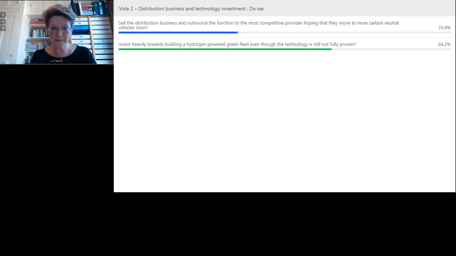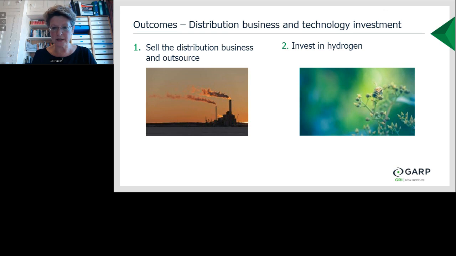Right. So you're a risk-loving lot. You're going to invest heavily towards hydrogen, even though the technology is not proven yet. Well, the outcome from this, let me just move on. I'm actually going to give you a bit of an idea of the outcome from both, because I want the panel to comment on the range of options here.